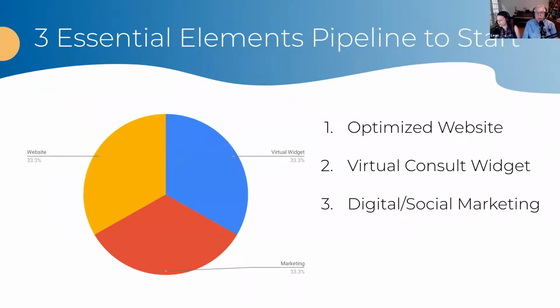So today we're going to talk about three essential elements. All three, you need all three, and this is critical. One is you need an optimized website, not just a website, an optimized website. And we'll talk about what that means in a minute. Secondly, you need a virtual consult widget. You need a call to action that speaks in the language of the people that you're looking to attract. And thirdly, you need the engine that drives people to it, which is internet, digital, social marketing. And we'll go into detail on all three of those.